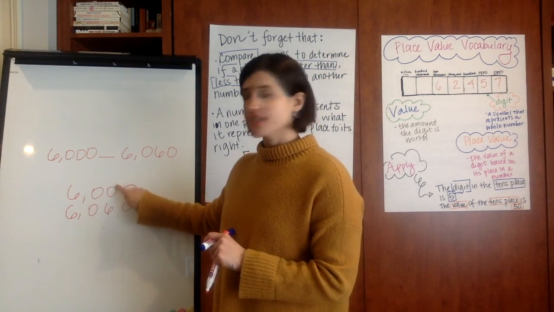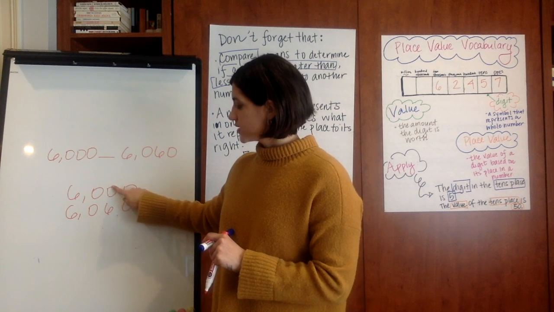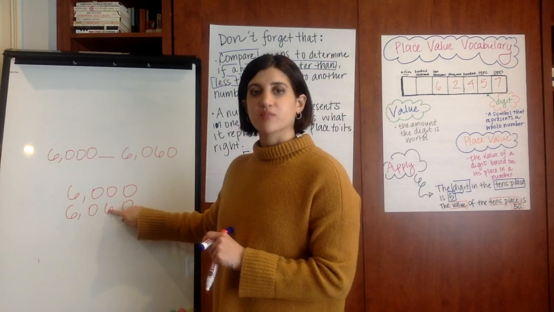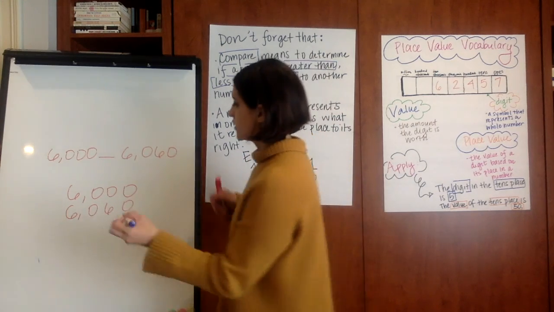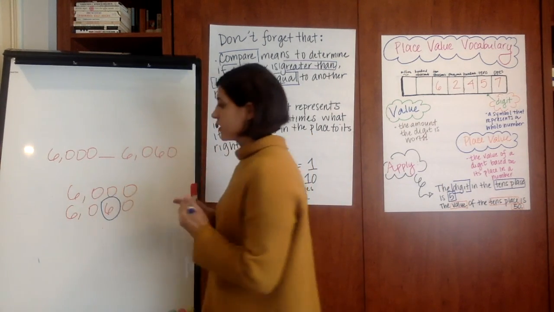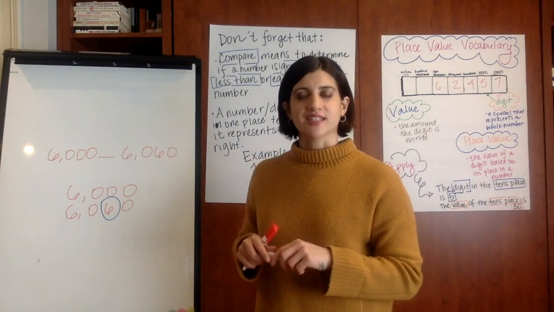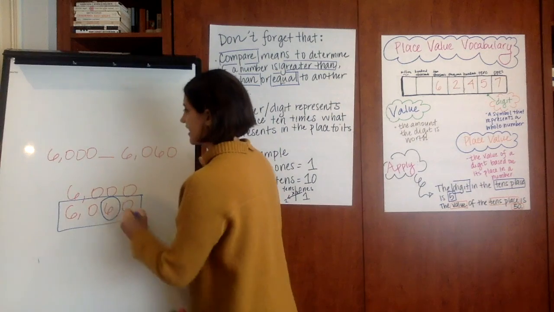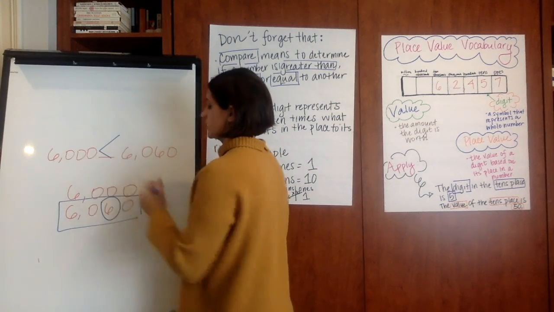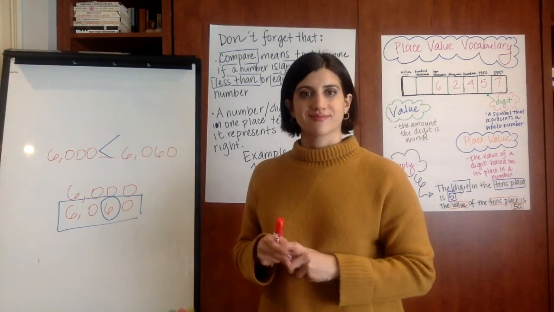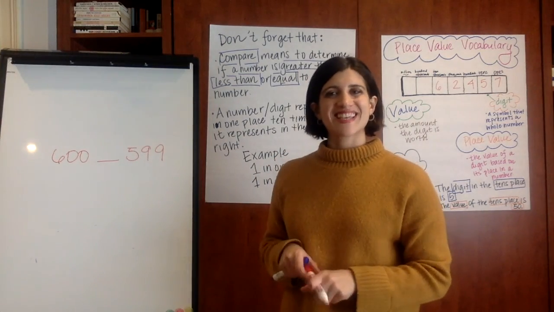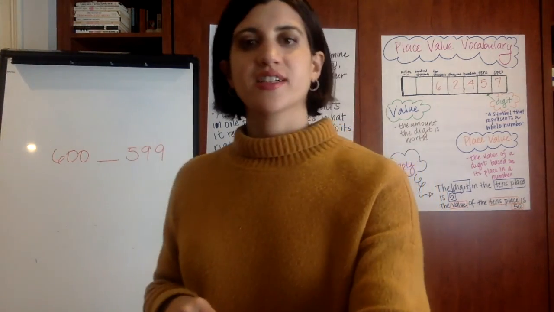So I go to my tens place and I see one has 0 and the other one has 6. I know that 6 is bigger than 0. So I circle it for myself. Therefore, I pause and I'm done. This tells me that 6,060 is bigger than 6,000. Let's do one final one. I'm comparing 600 and 599.